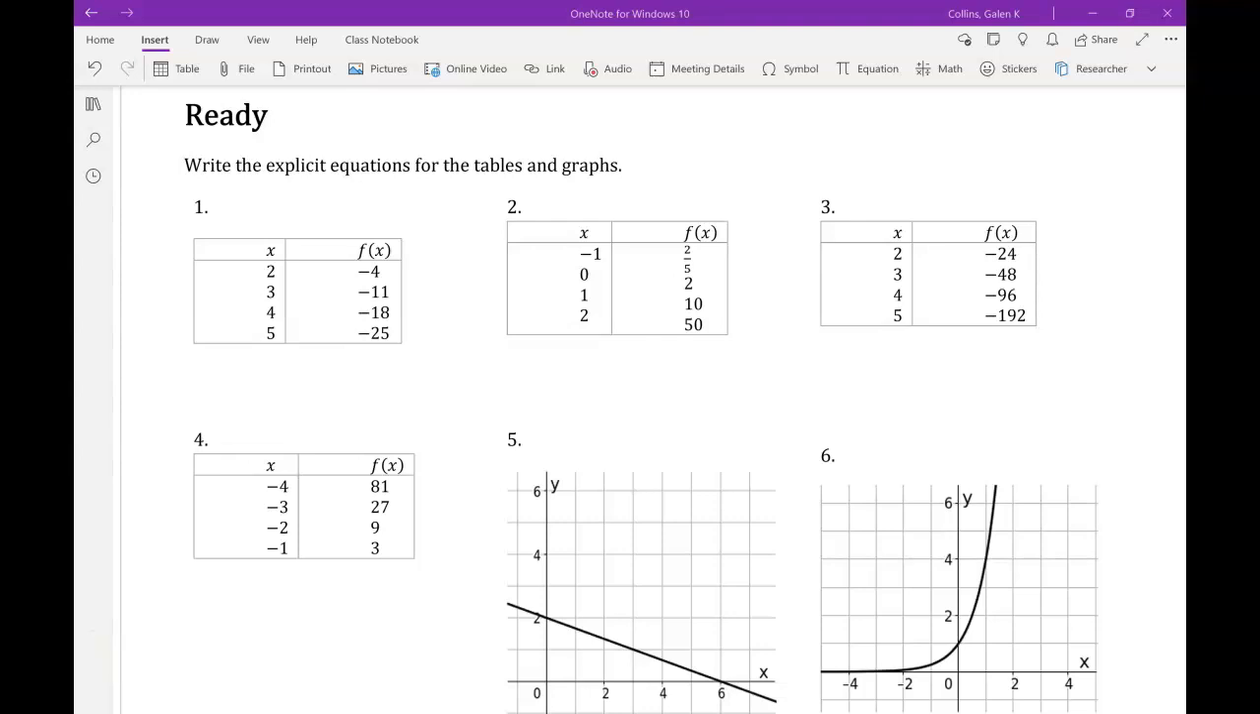So this video is for the Lesson 8 Ready, Set, Go problems in Unit 2. So these first problems on the Ready side, we are writing explicit equations for tables and graphs.